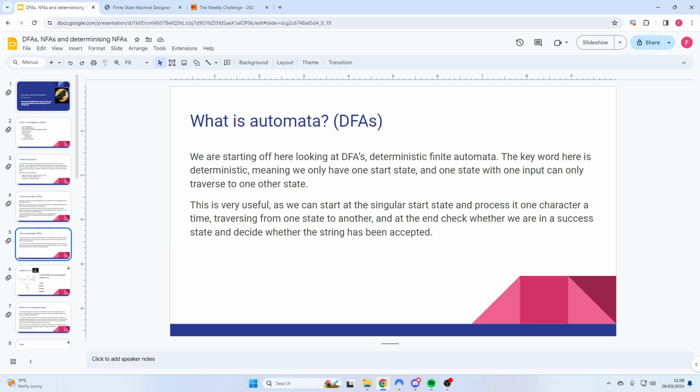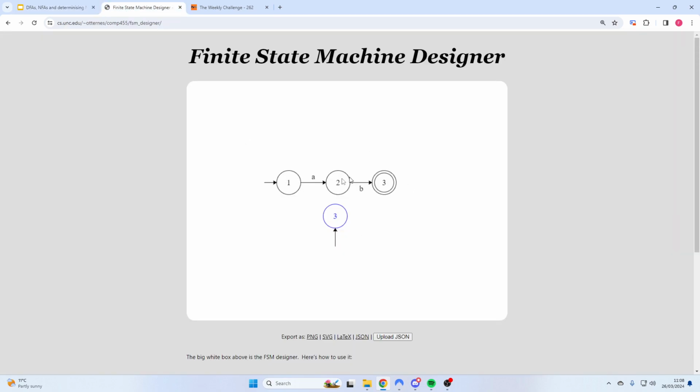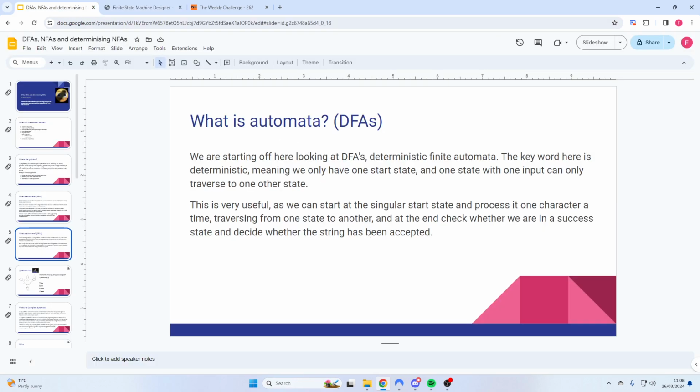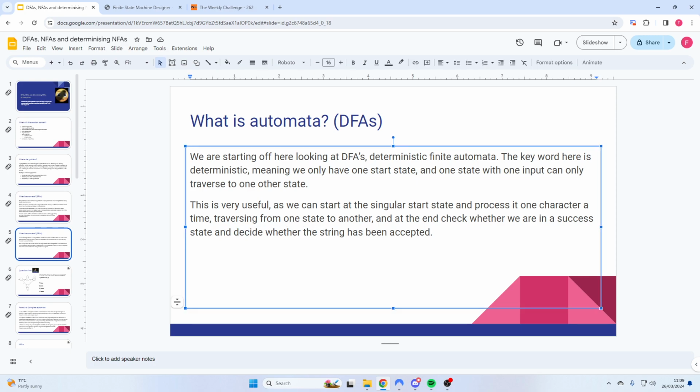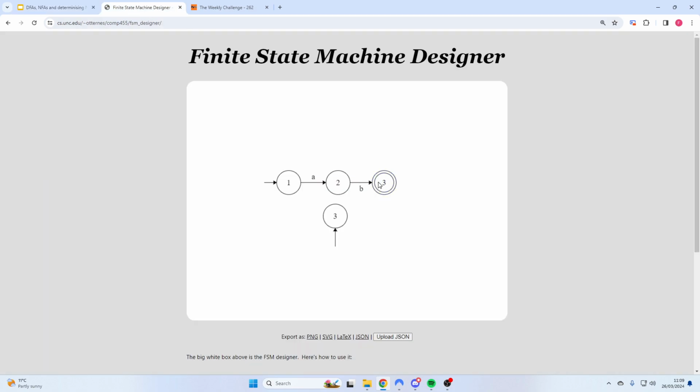It's very useful to think about DFAs, and they're easy to understand because we only ever start at one state and we're processing one character at a time, and we're only ever traversing from one state to another, which means we don't need to worry about being in multiple states all at the same time, because we can just think about it linearly: I'm here, move to 2, move to 3, am I accepted or not? So we just decide whether the string has been accepted based on whether we end up in an accept state after consuming the whole string.